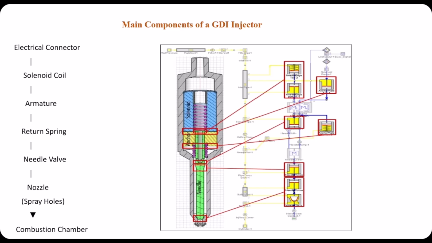So, in simple comparison, Piezo is a very fast, high precision injector used mainly in modern diesel common rail systems. HEUI is a diesel injector that uses engine oil pressure to generate injection pressure, and GDI is a gasoline direct injection system that sprays fuel directly into the cylinder.